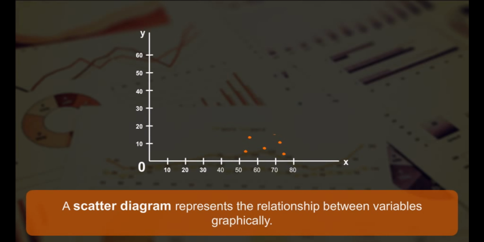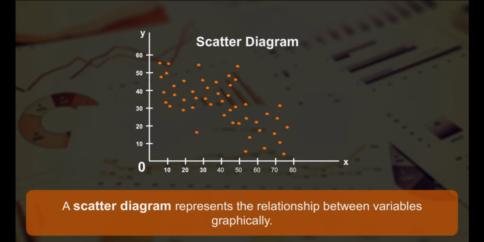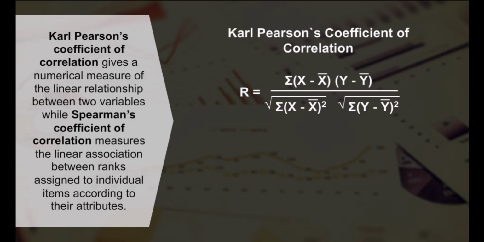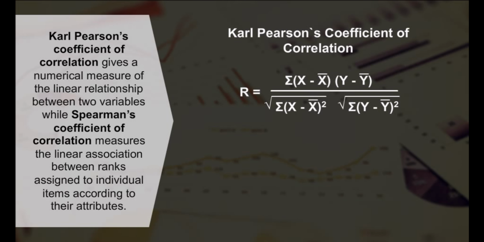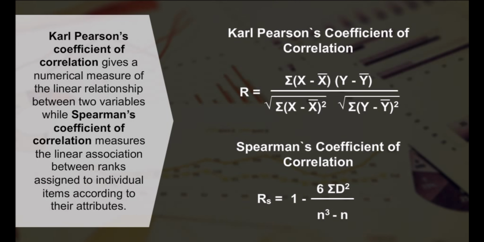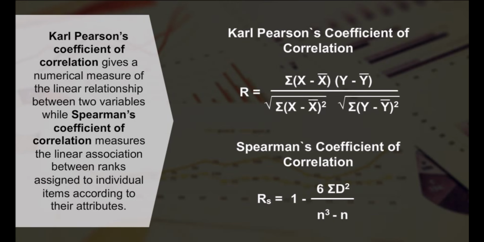A scatter diagram represents the relationship between variables graphically. Karl Pearson's coefficient of correlation gives a numerical measure of the linear relationship between two variables, while Spearman's coefficient of correlation measures the linear association between ranks assigned to individual items according to their attributes.